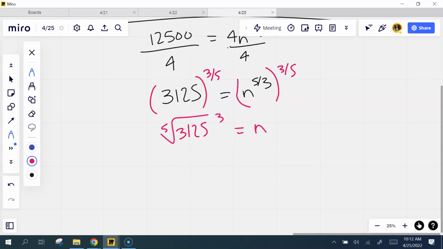I don't know what that comes out to be. I don't know what the third root of 3125 is. Anybody know? 18? I was going to say, no way. It's 5 to the third power, so it's 125.